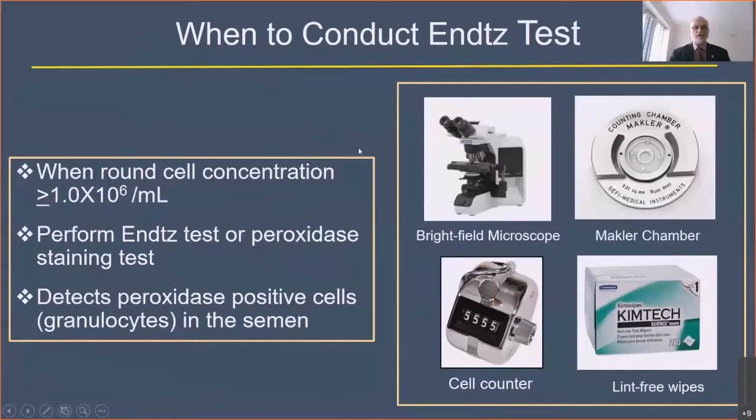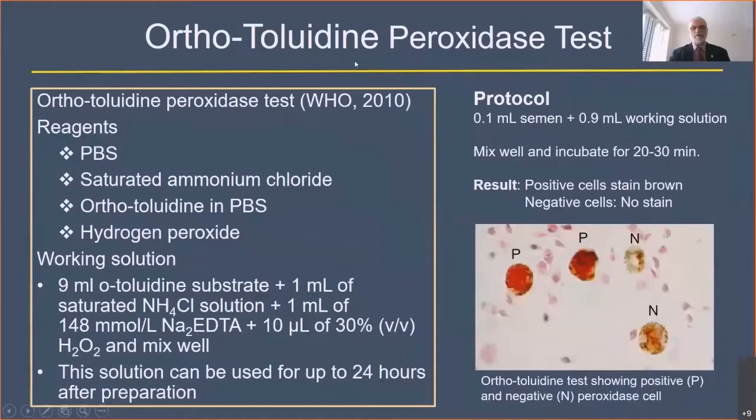And there are two different leukocyte tests available: the Endtz test or the peroxidase-positive cells test with the Ortho-Toluidine. Like I said, that test should be done if there is more than or equal to 1 million round cells per milliliter of ejaculate, with either the Endtz test or the peroxidase test. The Ortho-Toluidine peroxidase test is recommended by the WHO. We need to prepare all these chemicals, reagents and working solutions, which must be done on a daily basis.